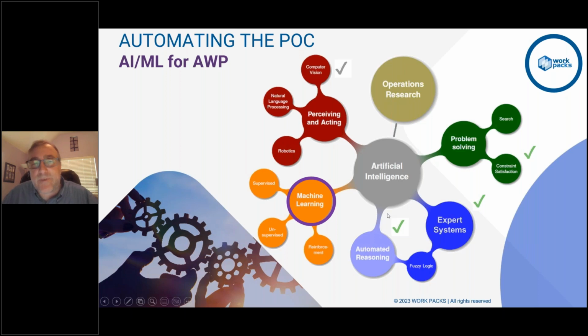So there are a lot of different aspects to AI and machine learning for AWP, but this is a real focus area for the company for work packs, and we're doing this from a fundamental digital thread type of level. So there are some really interesting things along those lines. So let me catch up here for a second.